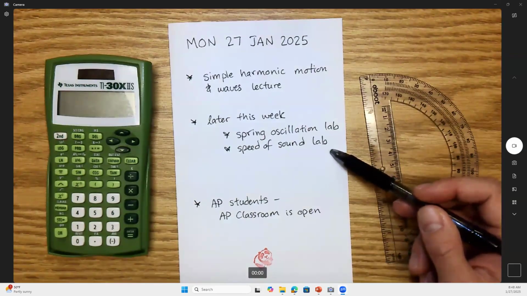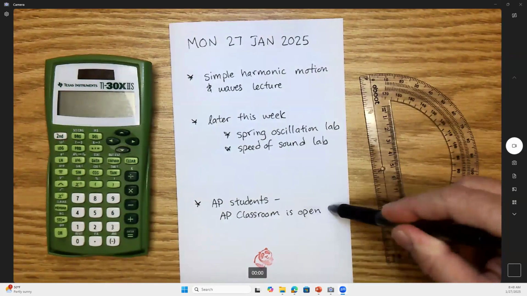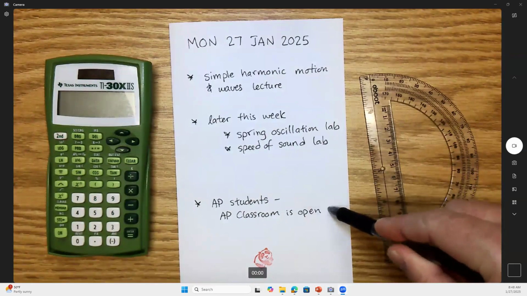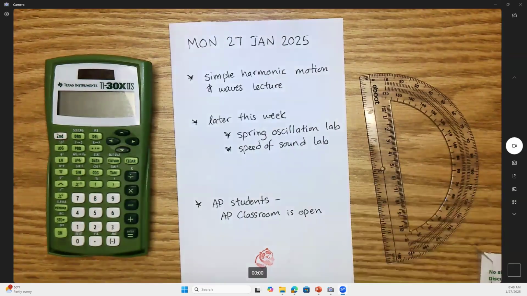So pretty close, right? Your next AP Classroom is open. I'll probably change the due date on that, but the harmonic motion one is open. So there you go.